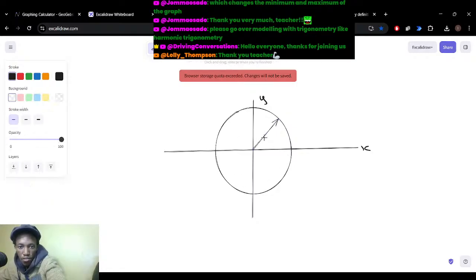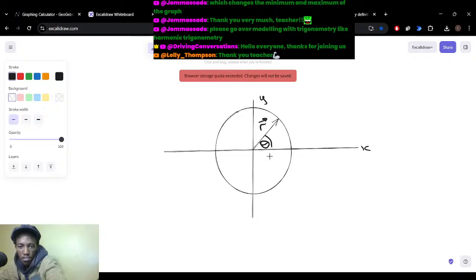I'm going to draw just an angle. Let's call this angle theta. This is the angle of inclination. So how then do we calculate the gradient of this vector here, or of this line? Just let's call it a line. How do we do that? Let's call it R.